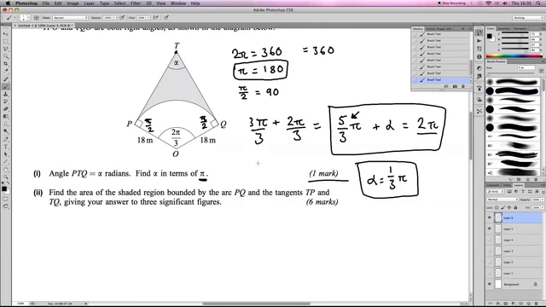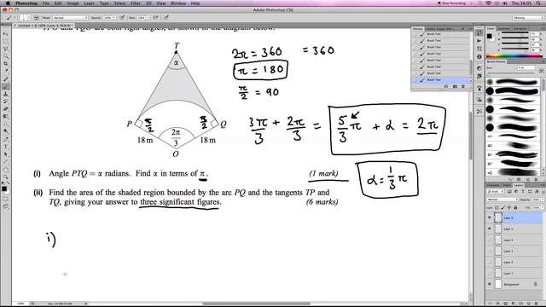Next thing we need to do is find the area of the shaded region bound by the arc PQ and the tangents TP and TQ. Give your answers to 3 significant figures. Now, at this point, I need to point out something. 6 marks. 6 marks.